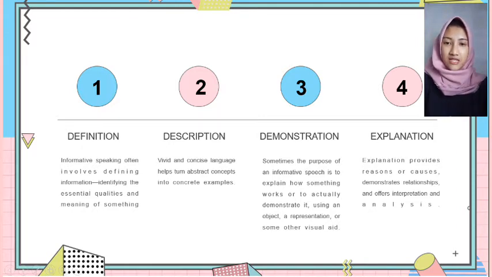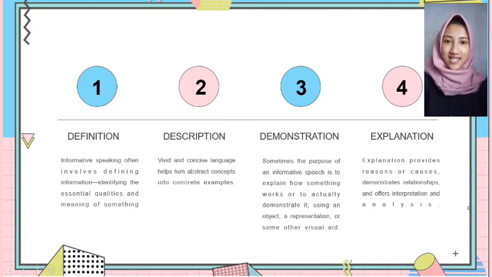For the first, speech of definition. Informative speaking often involves defining information, identifying the essential qualities and meaning of something. A definition speech explains a concept or theory regarding a topic.